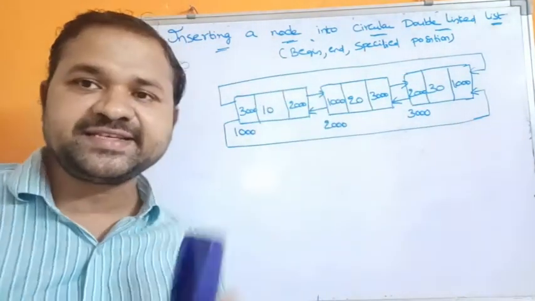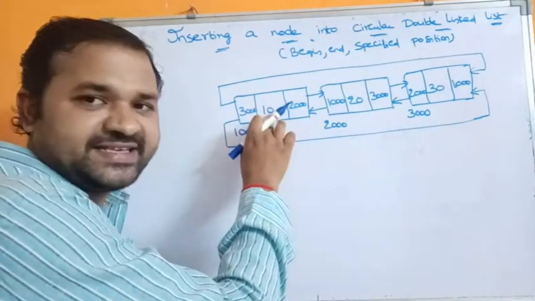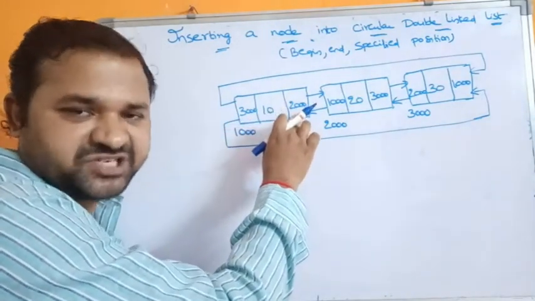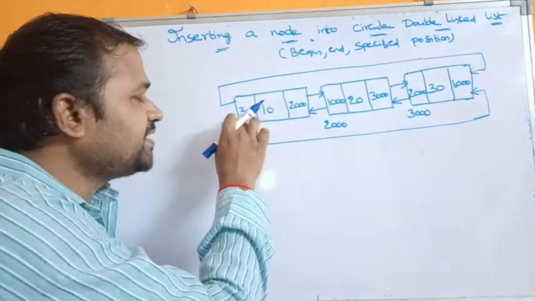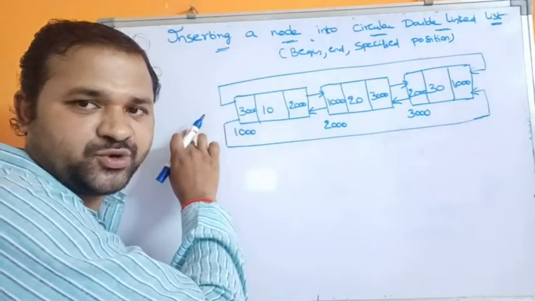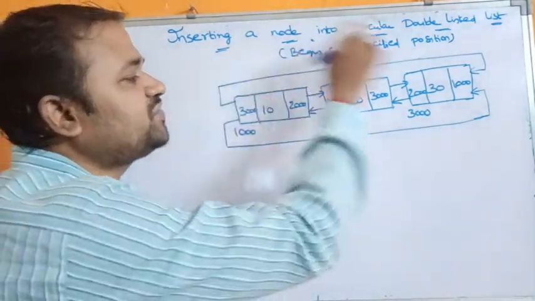Here each node contains 3 fields. The first field is previous field. The second field is data field. Third field is next field. Previous field contains address of the previous node. Here before this node we don't have any other node. So the first node previous field contains address of the last node.